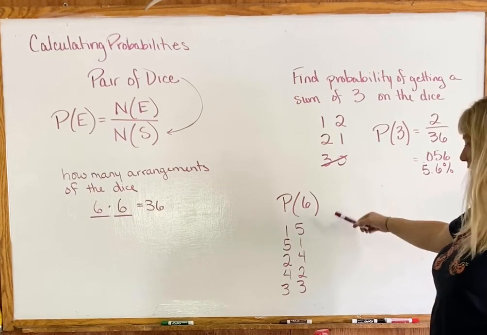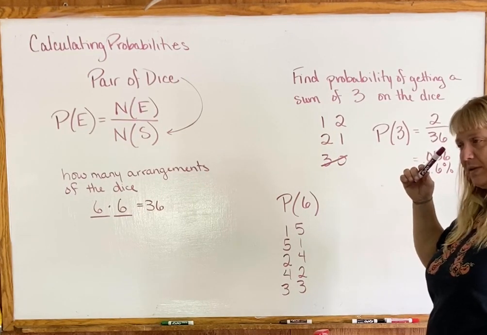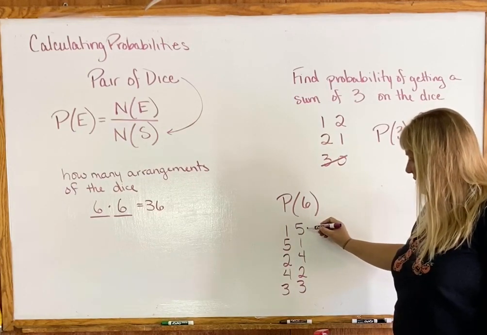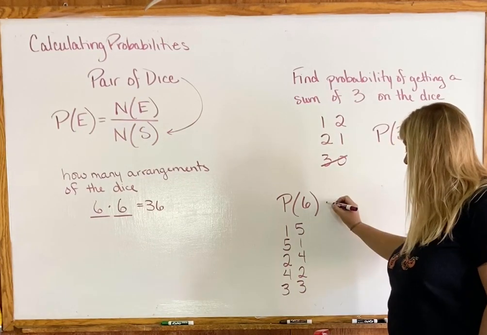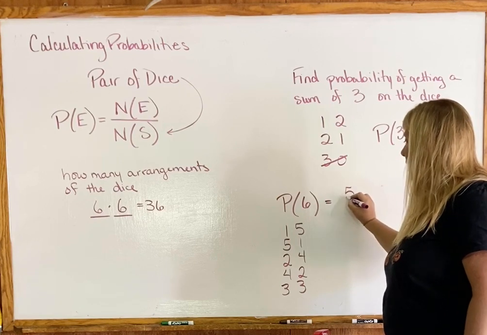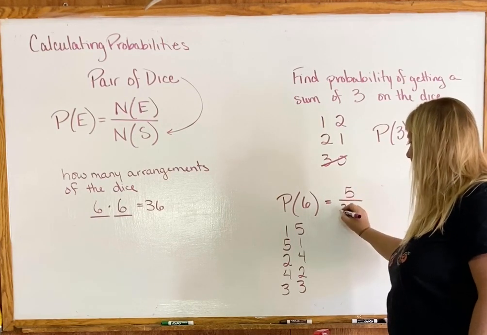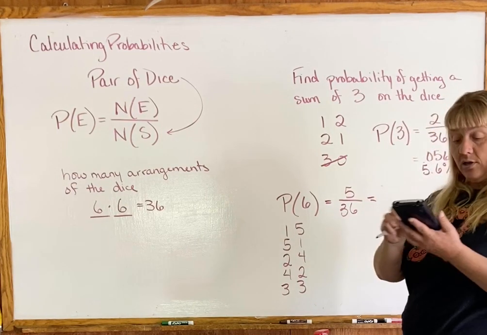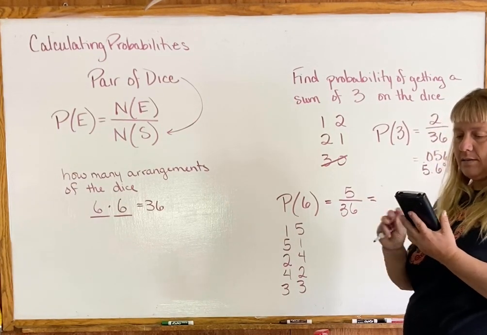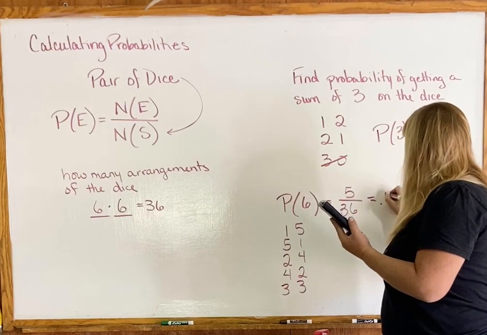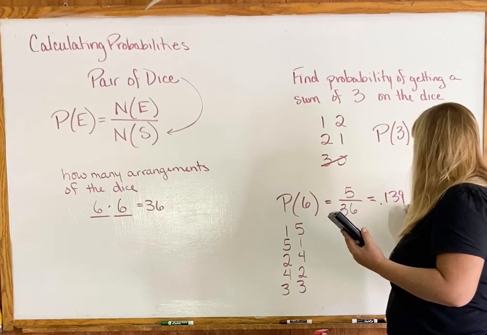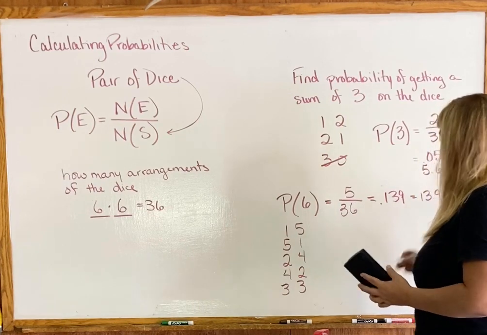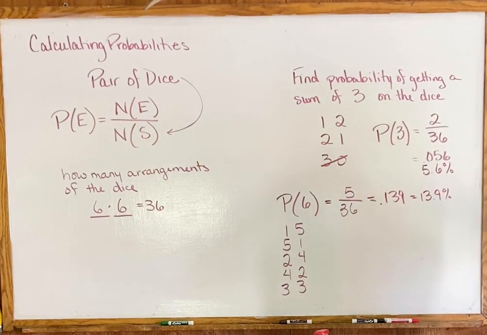Okay, but you see how all we've done is just made the different arrangements and thought about what would happen on the die, or on the dice. And so there are 1, 2, 3, 4, 5. So there are 5 ways to get a 6 out of the total 36, which gives us 5 divided by 36, 0.139. Okay, so 13.9% chance of getting a 6.